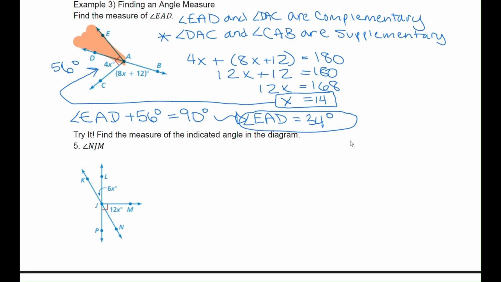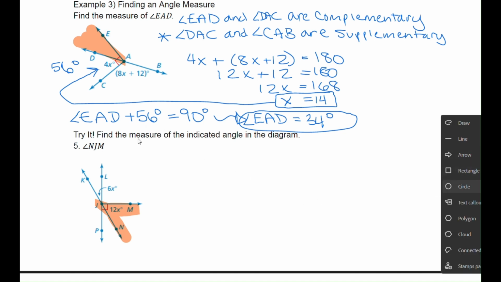All right, so let's see. For this next one, we want to find angle NJM. So I'm going to highlight angle NJM. I want to find 12x degrees, so I probably have to figure out what x is.